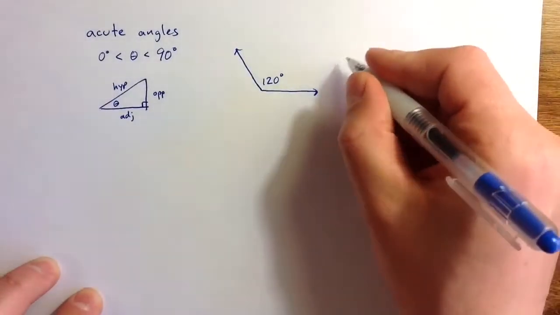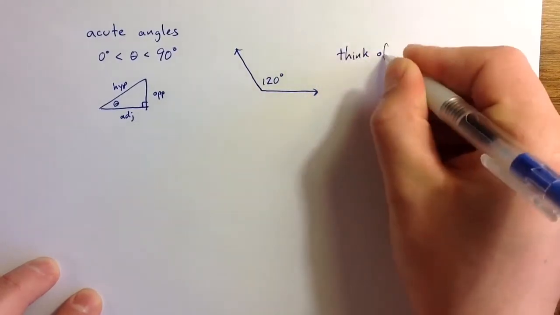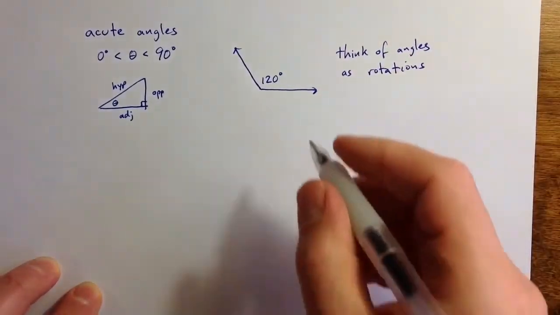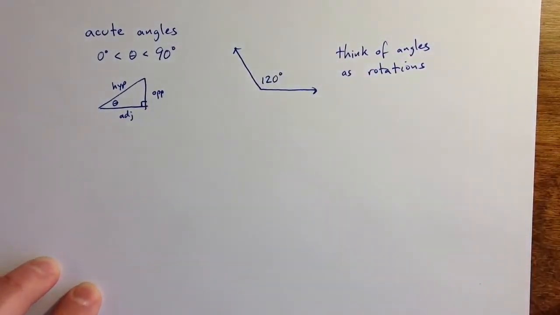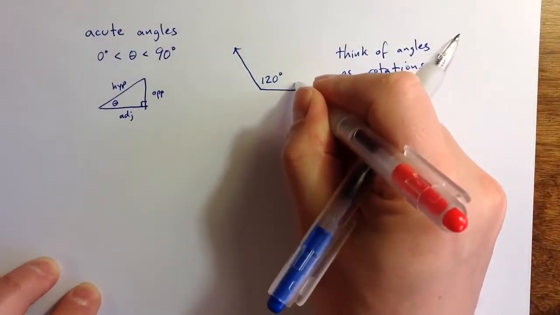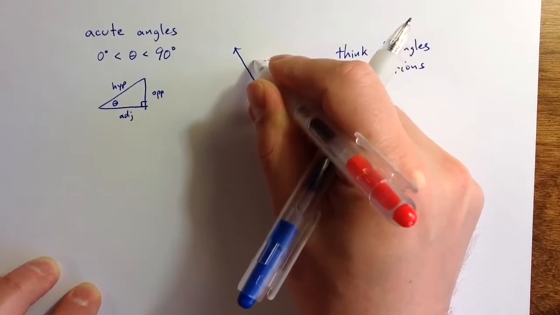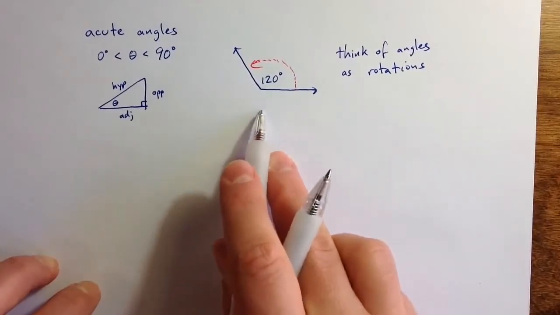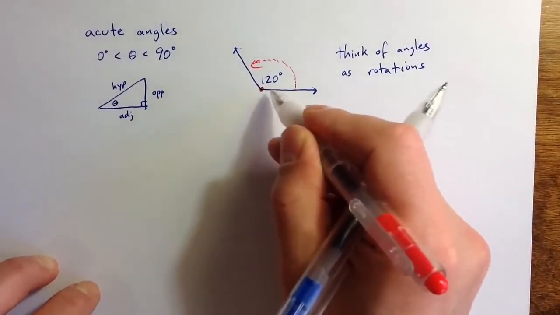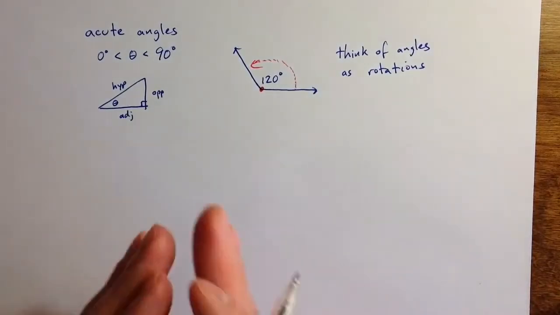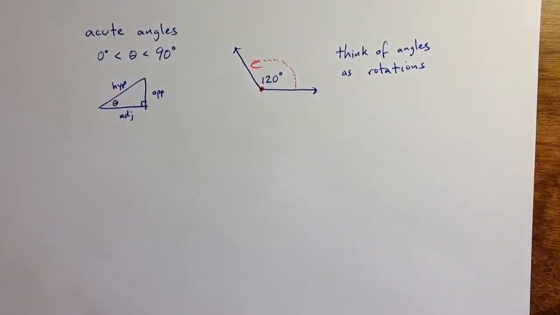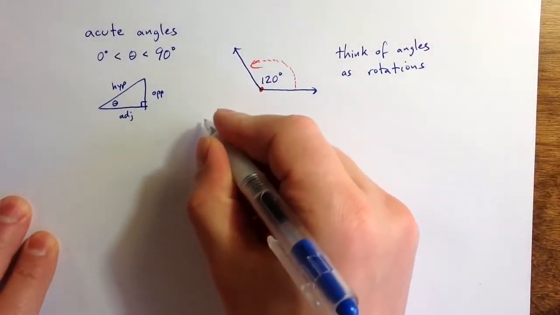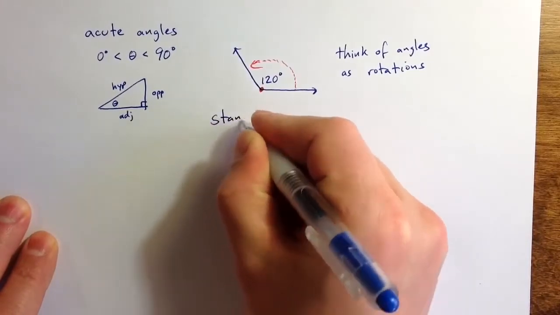in the following way. We can think of angles as representing rotations. So we can think of this 120 degree angle as representing a certain amount of rotation that it takes for the one side of the angle to reach the other side. So think of this maybe as a door opening or a hinge, where here at the corner the hinge bends and opens up to create that certain amount of rotation. With that perspective, we can define something called the standard position of an angle.